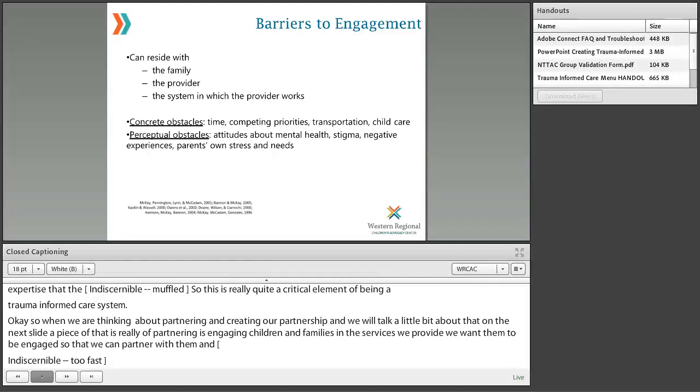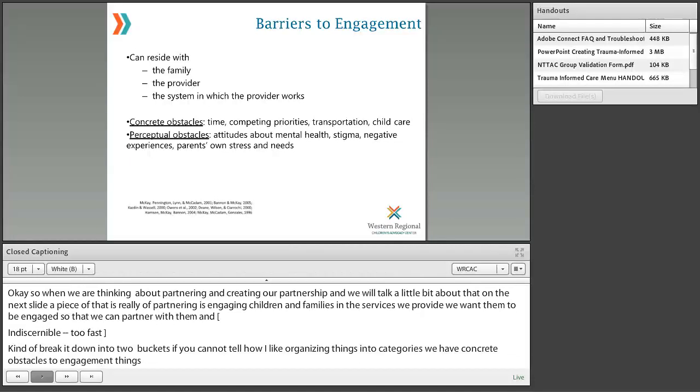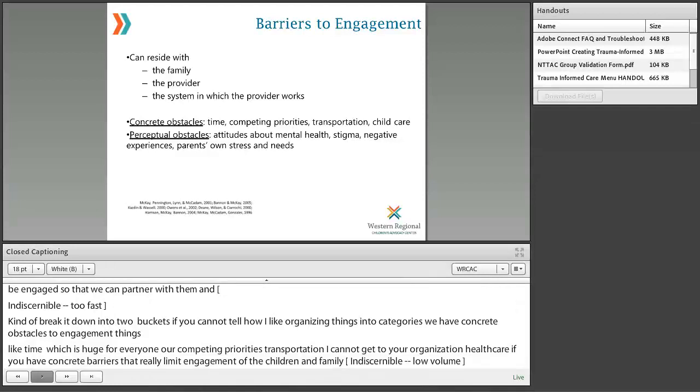breaks it down into two buckets. If you can't tell, I really like organizing things into categories. We have concrete obstacles to engagement, things like time, which is huge for everyone, right? Competing priorities, transportation, I can't get to your organization, childcare. These are concrete barriers that really limit engagement of the children and families we're trying to serve. The other area is perceptual obstacles. So things like attitudes: I don't think this is going to be helpful. Stigma: I've had really negative experiences with this system before. And then parents' own stress and their own needs.